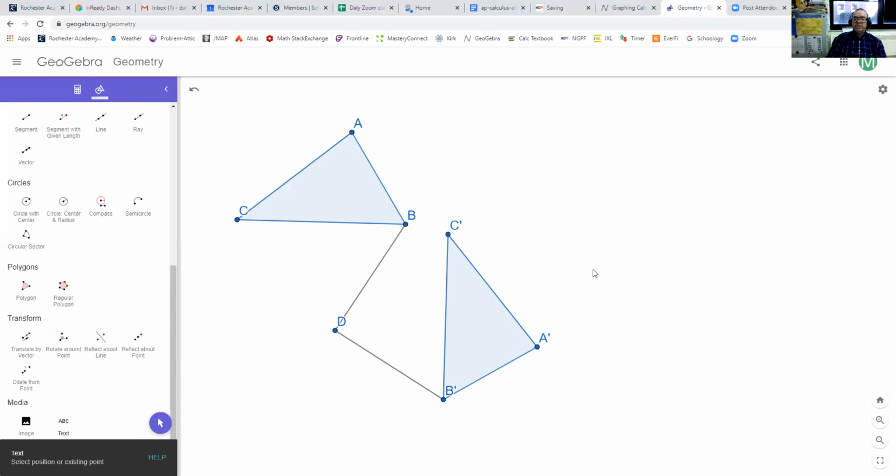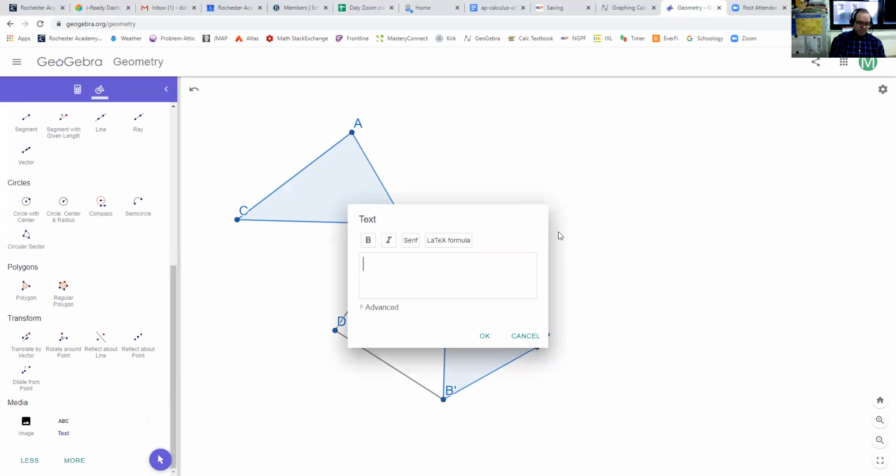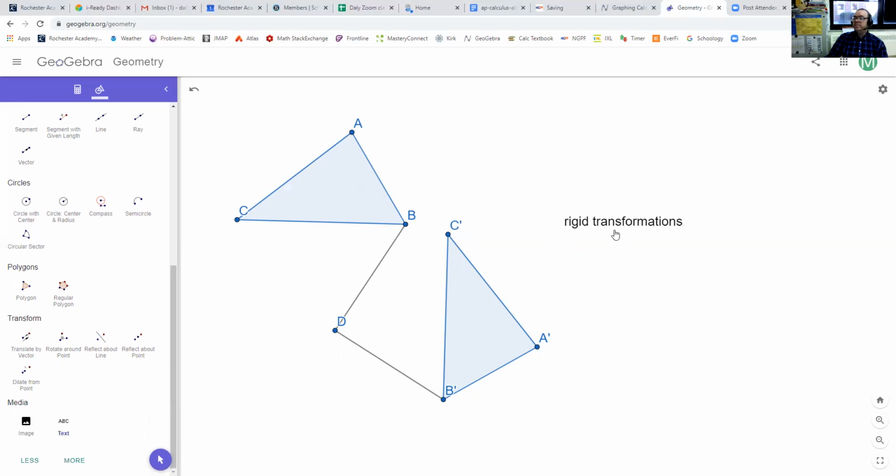Rigid transformations are important because rigid transformations are going to preserve congruence of line segments, angles, and figures like triangles. So that's going to be one of our key ideas moving forward as we start talking about what congruence means and how we can define that in more precision a little bit later on in the class.